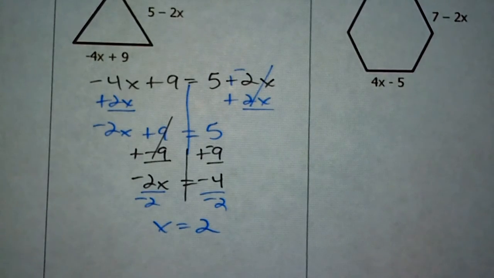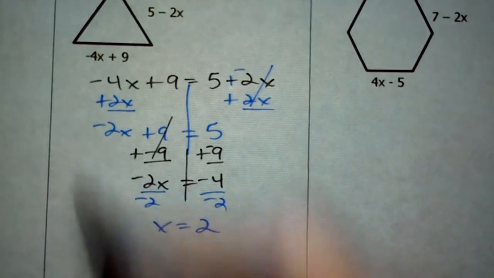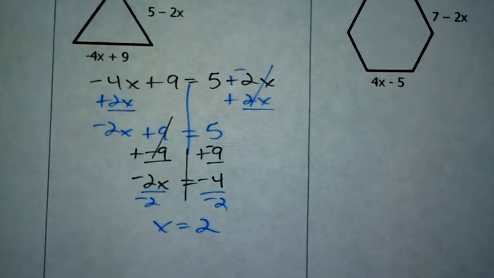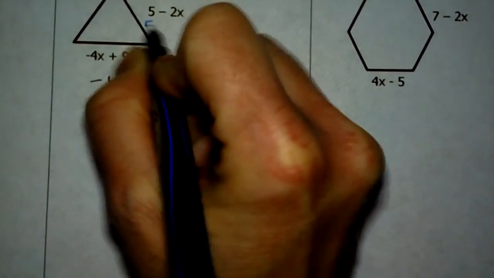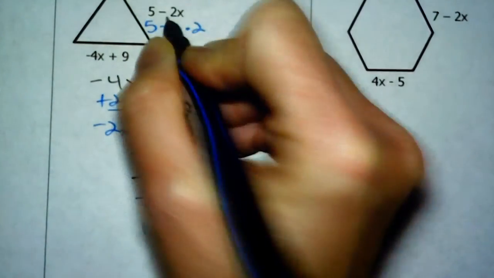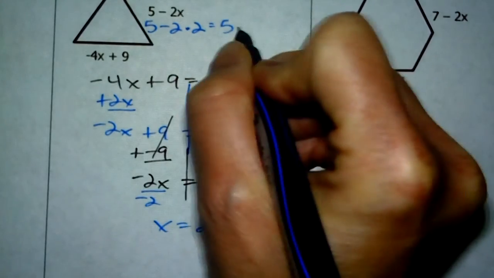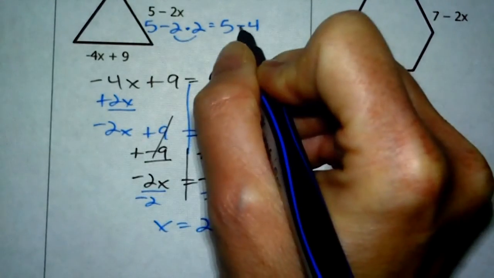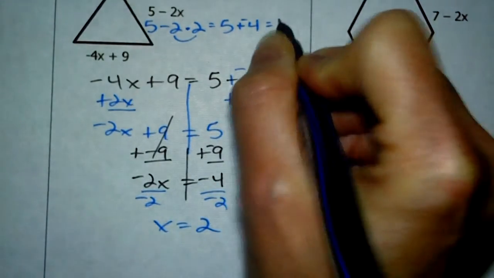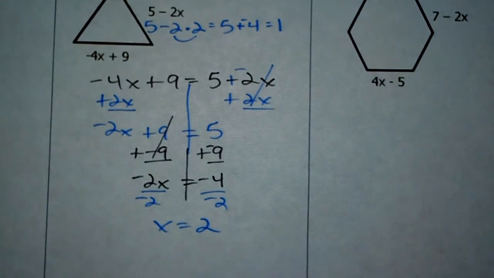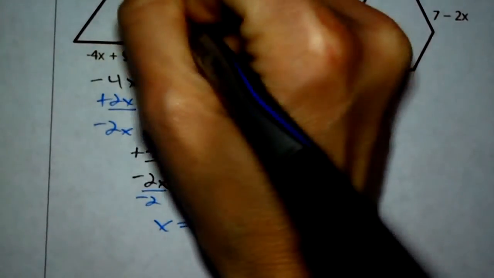to plug it in. And you can plug it into either one, because either one will give you the same answer because this side equals this side. But if x equals 2, that means that 5 minus 2 times 2 is how I get that side length. In other words, 5 minus 4 because of order of operations, or plus negative 4, however you look at it. So the moral of the story, this side length is 1.